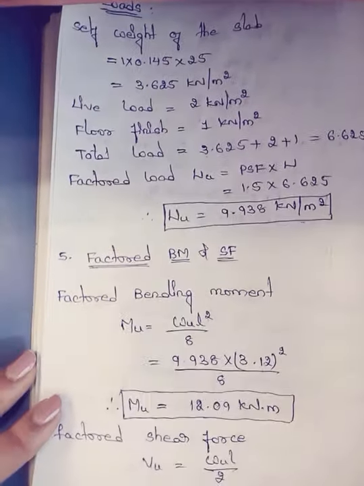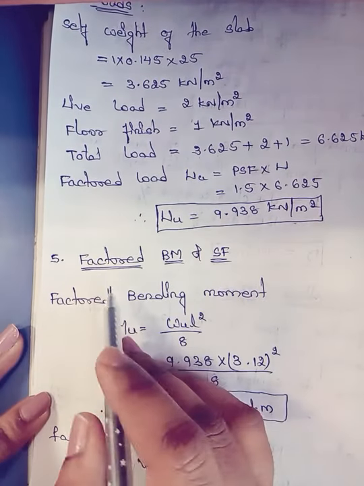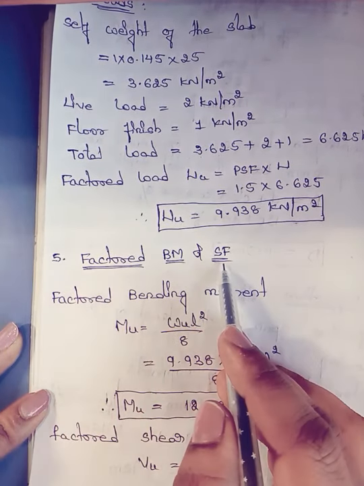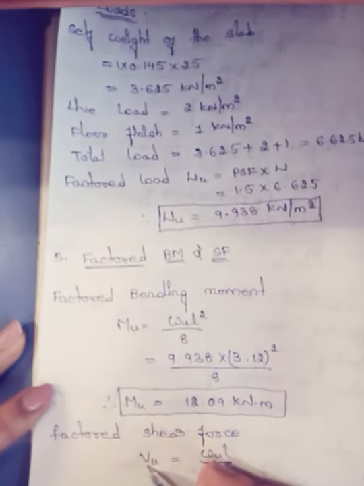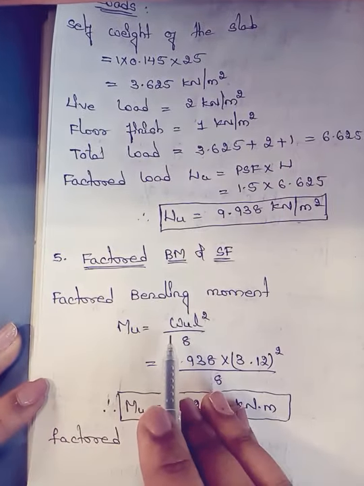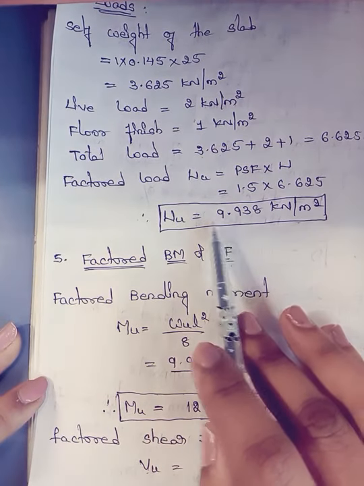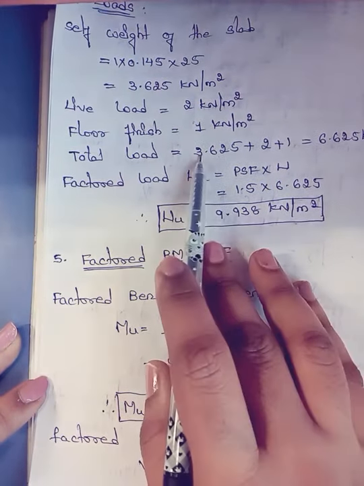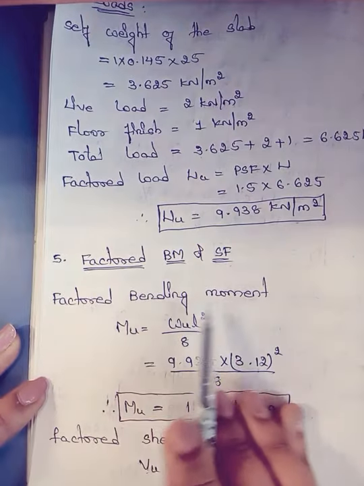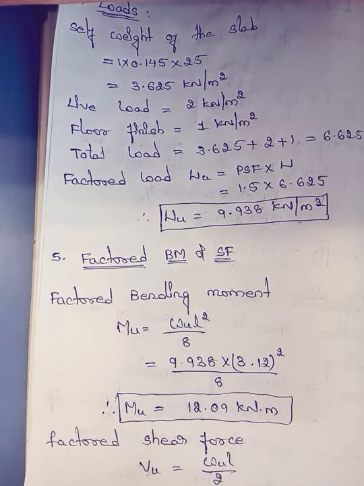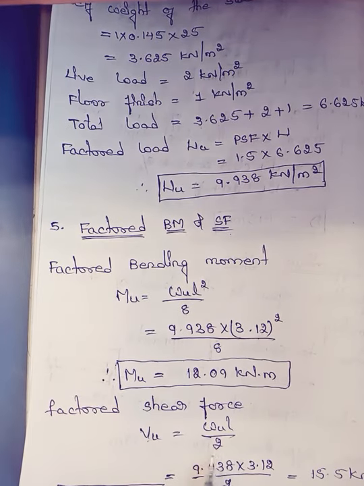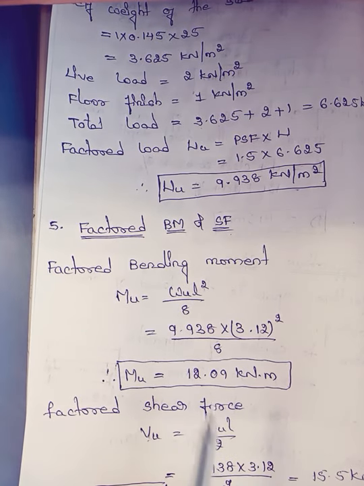So the next step, step 5, is factored bending moment and shear force. So we want Mu and Vu values. Here in this we want Wu, which is from the load calculation. So factored bending moment Mu is equal to WuL square by 8 and Vu is equal to WuL by 2. Right?